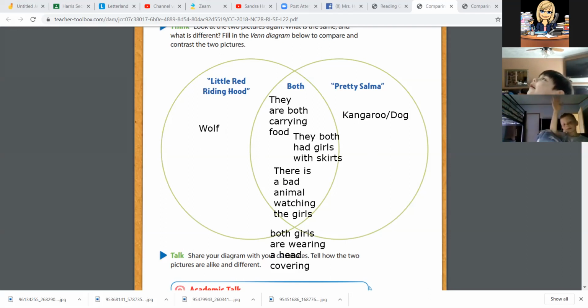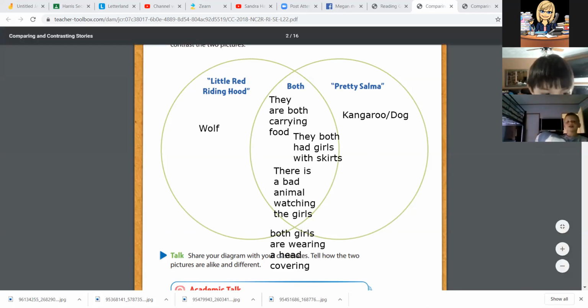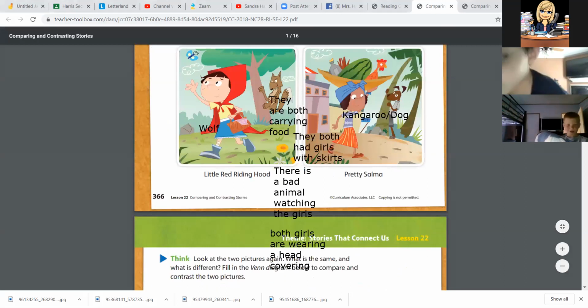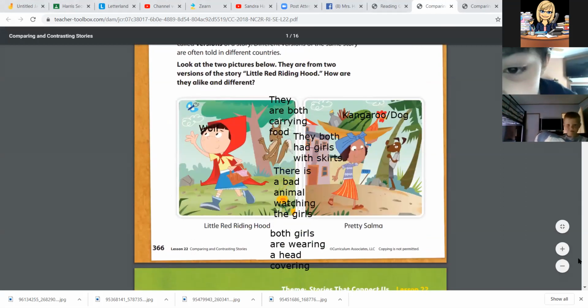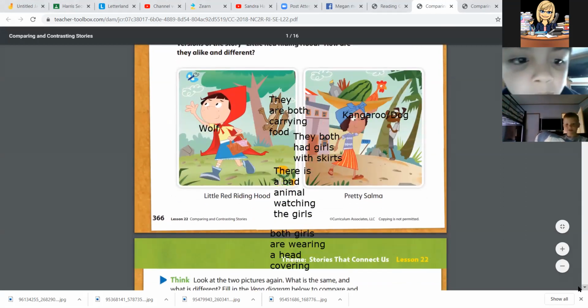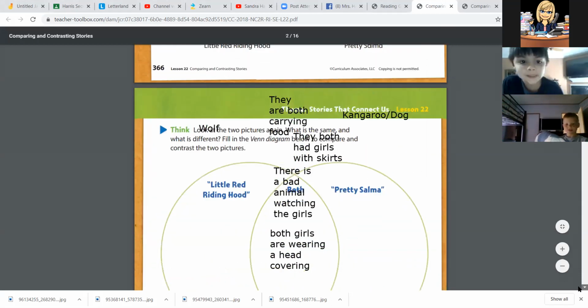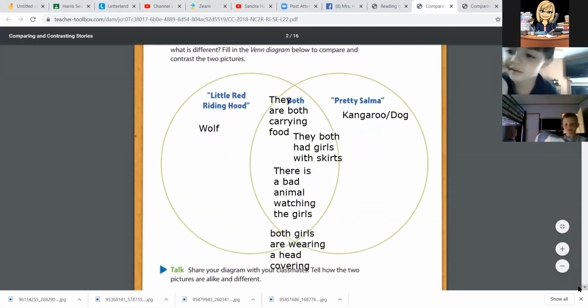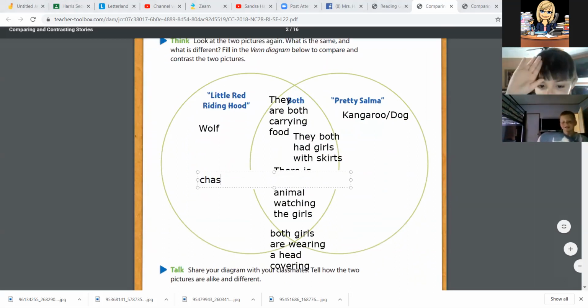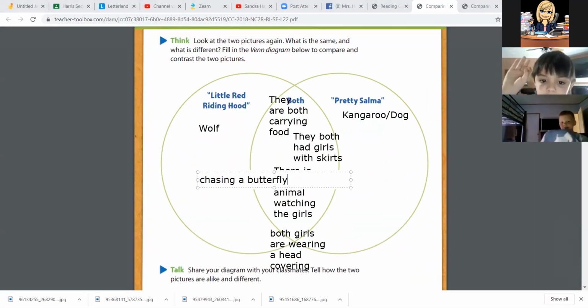What else made them different? Landon? One was walking and the other one was chasing a butterfly. Oh, I didn't notice that before. So one was walking and focused, and then one was chasing a butterfly. Little Red Riding Hood, yep, chasing a butterfly. Alex, what were you gonna say?